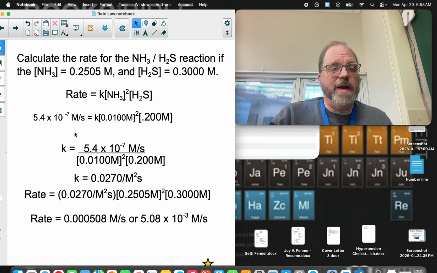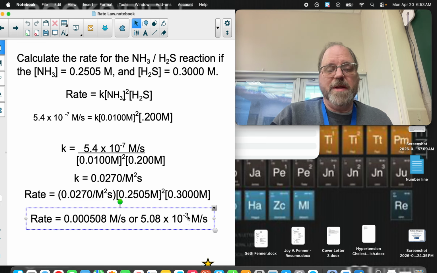Those are the answers. So our constant is 0.0270 per molar squared second, and our rates are 0.000508 molar per second, or 5.08 times 10 to the minus 3rd molar per second. That's it. Hopefully not too bad.